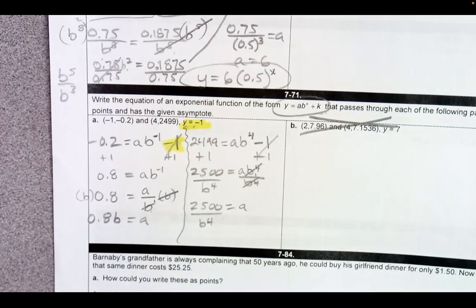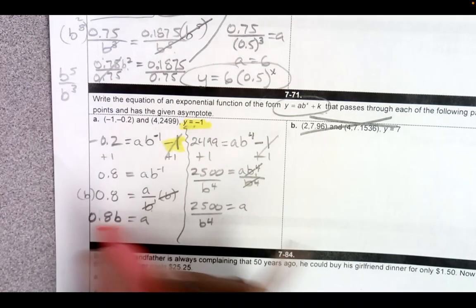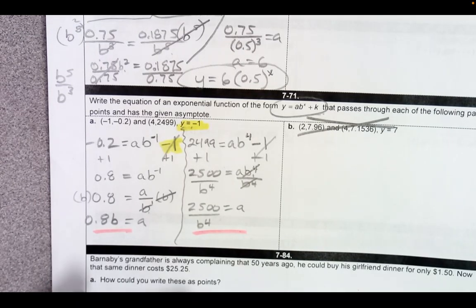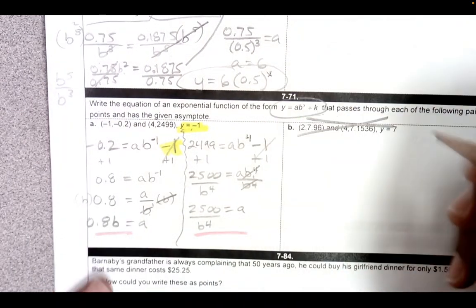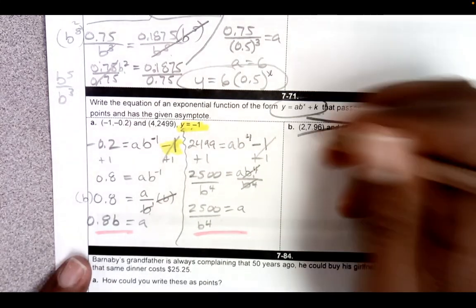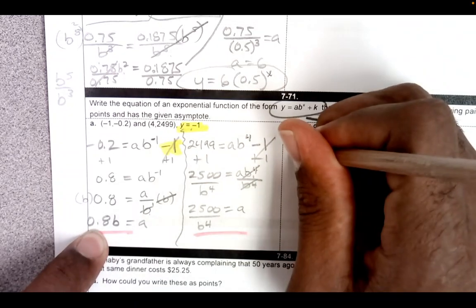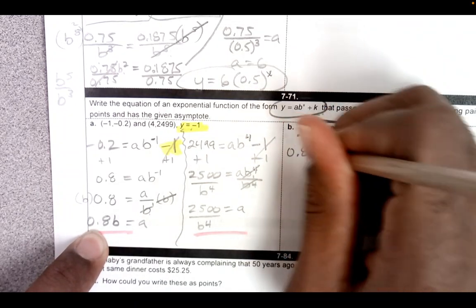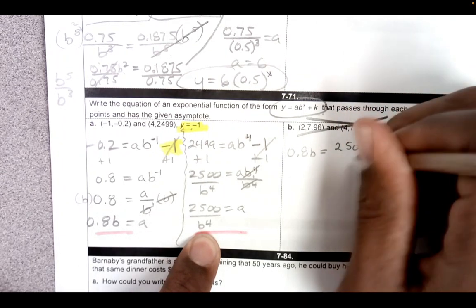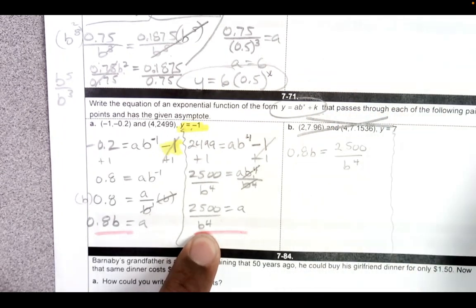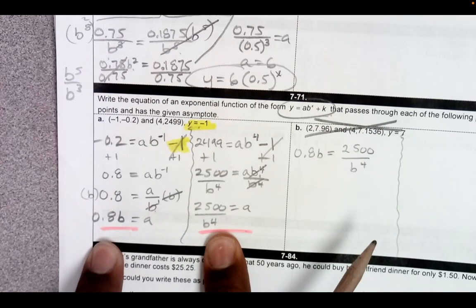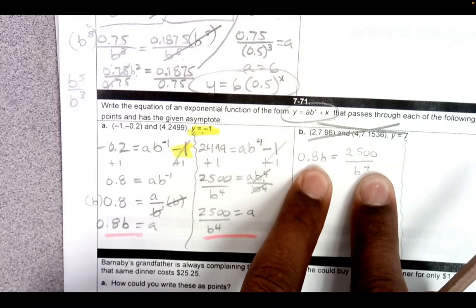Those are the two equations I'm going to use, this one and this one. Those ones we'll set equal to each other just like we did before. So I'll do that step here. Now I'm taking the 0.08b and making it equal to the 2,500 over b to the 4th. Again, I just took these two and made them equal to each other.